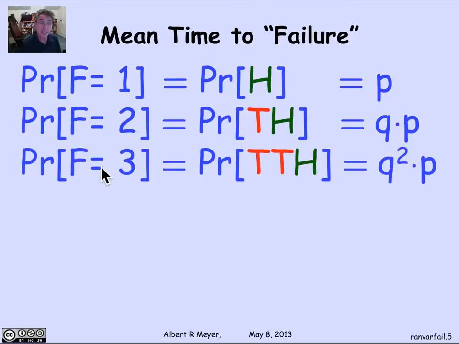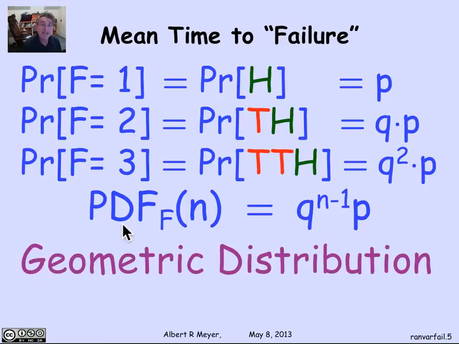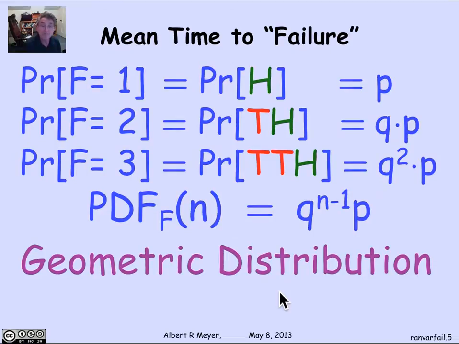Similarly, the probability that F equals 3 is the same as the probability of flipping tail, tail, head, and it's q squared p. And of course, the probability density function of F, the probability that you have to flip n times before you get the first head, is q to the n minus 1 times p. By the way, a random variable whose probability density function is this is called a geometric distribution. They come up all the time.